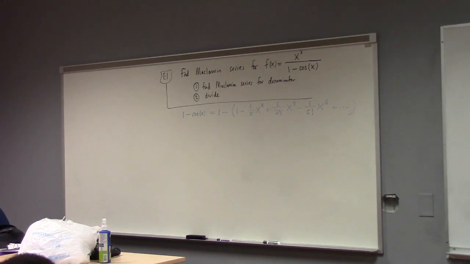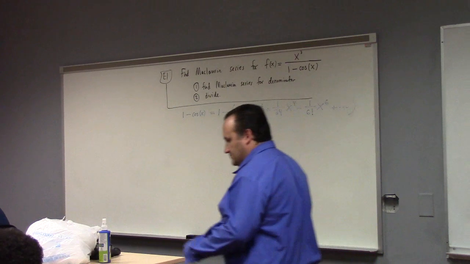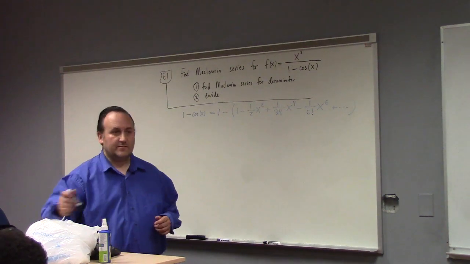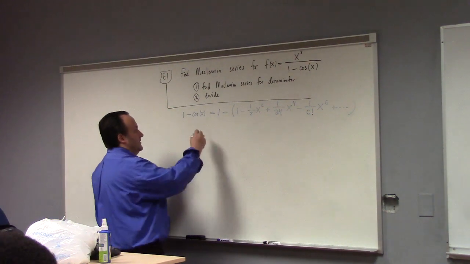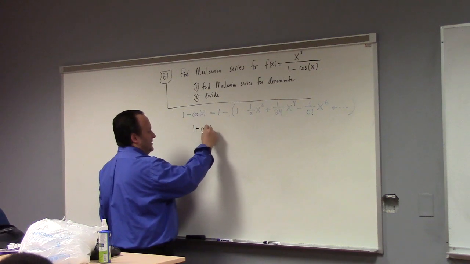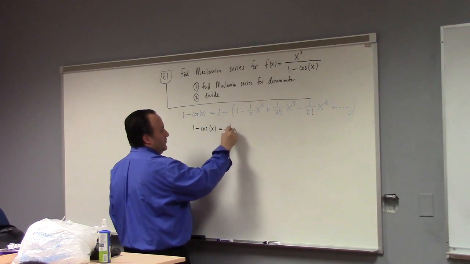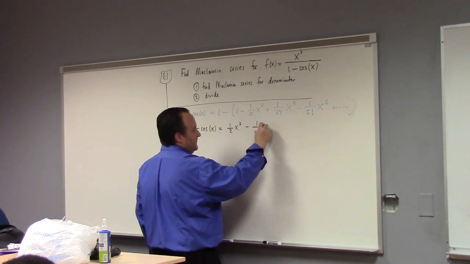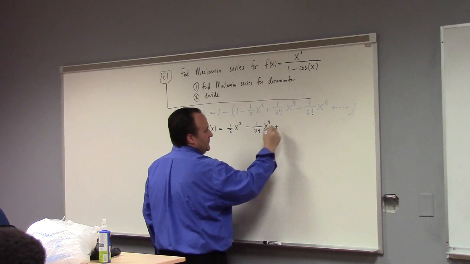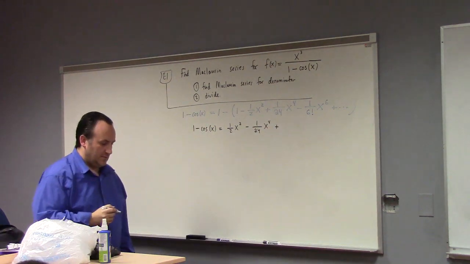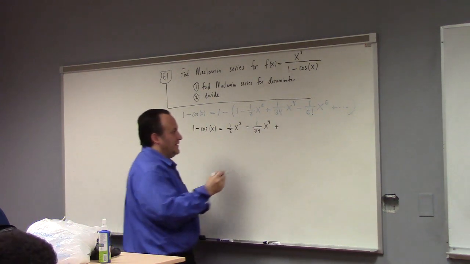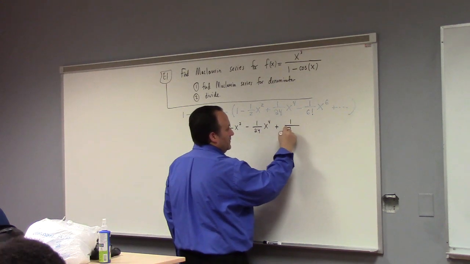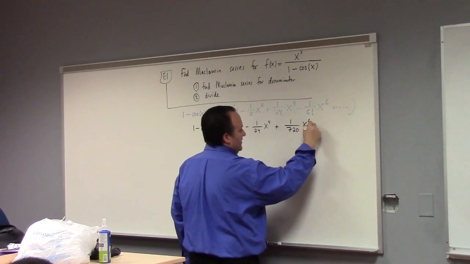You see what cancels? What cancels here, right? The 1s. So 1 minus cosine x is actually equal to 1/2 x squared minus 1 over 24 x to the 4th, plus 1 over 6 factorial, which is 1 over 720, x to the 6th plus dot, dot, dot, right?